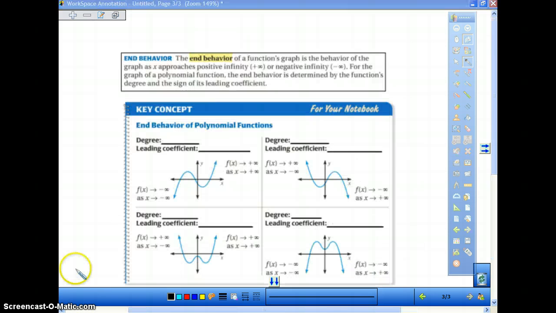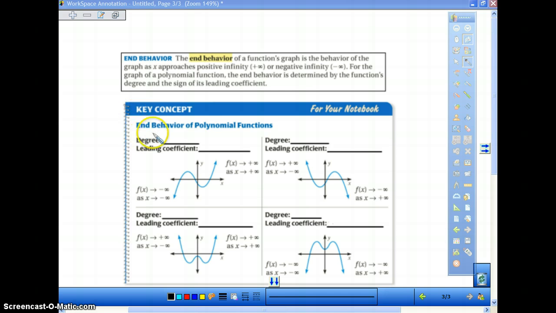The last thing we're going to talk about is end behavior. And this is a commonly confused topic, but it's actually fairly simple if you're paying attention to what a graph is doing. The end behavior is just simply what is happening to a graph as x increases. So as you go to the right or go to the left. Okay, so what we're going to do is go through these key concepts real quick.